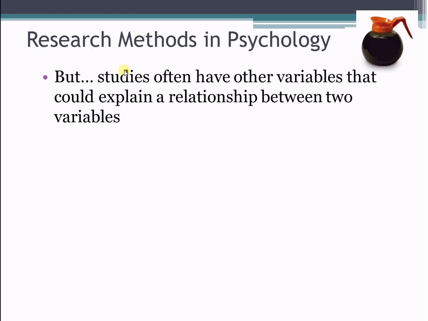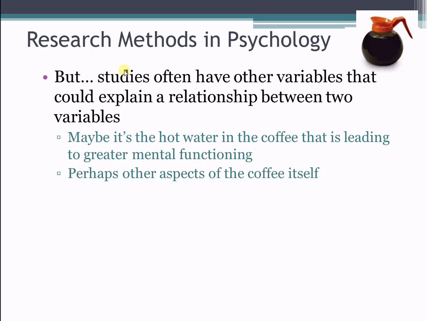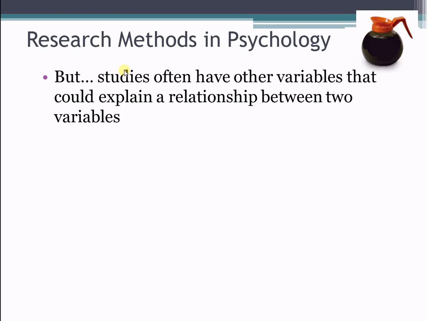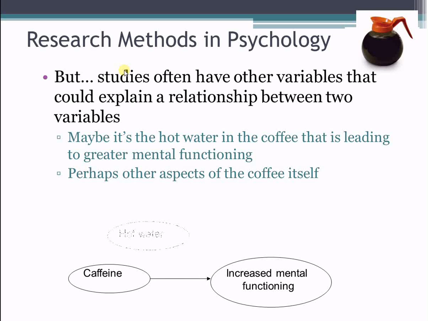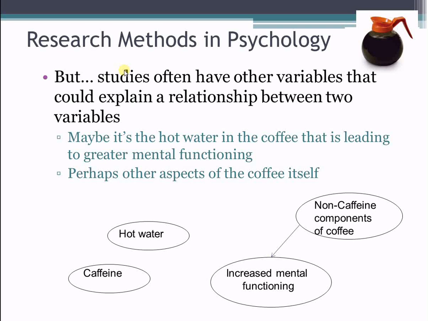Now, one important thing to consider is that oftentimes there are other variables that can explain a relationship between variables, right? Let's say we do our study and we find that people who consume the 2 cups of coffee scored higher on the intelligence test compared to the people who did not drink the 2 cups of coffee. Well, maybe it's not the coffee or the caffeine per se, but maybe it's the hot water in the coffee that is leading to greater mental functioning, right? Maybe it's some other aspects of the coffee itself, right? Because we have caffeine, but we also have hot water. There are antioxidants and other things in coffee, right?